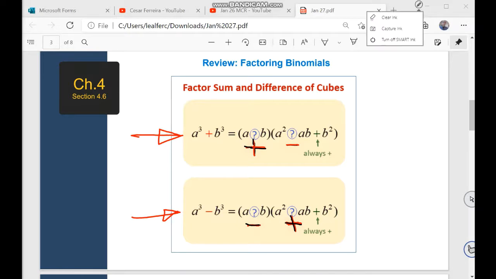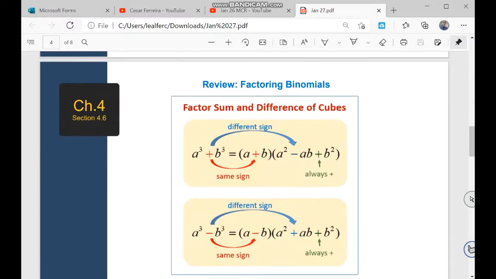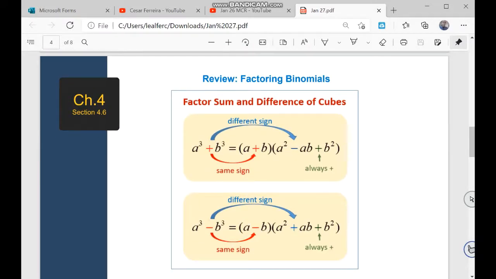Okay, here is the answer. This is the right formula.